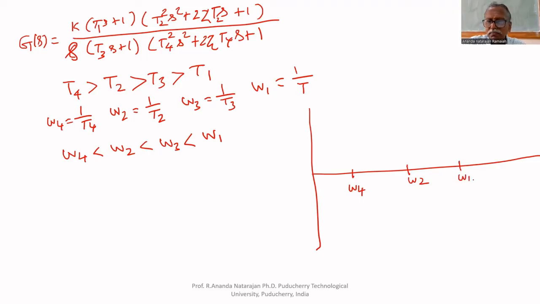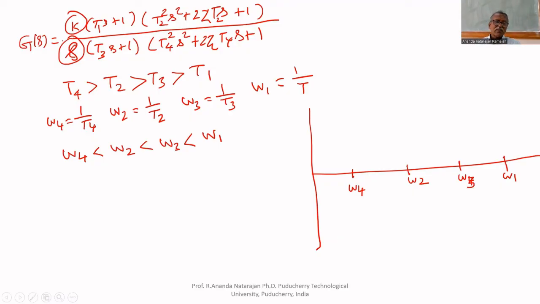Omega 3. Then omega 1. Am I correct or not? Whether I correctly marked? Correctly marked. Except K, all other. One more is S is there. Except K and S, I marked all for all factors.